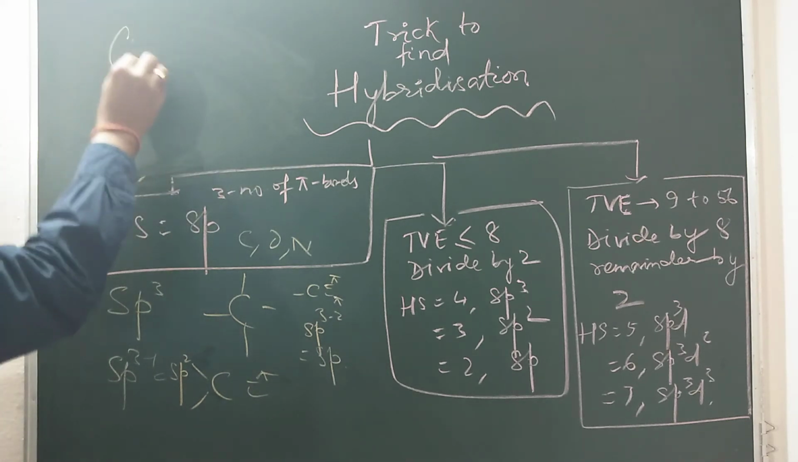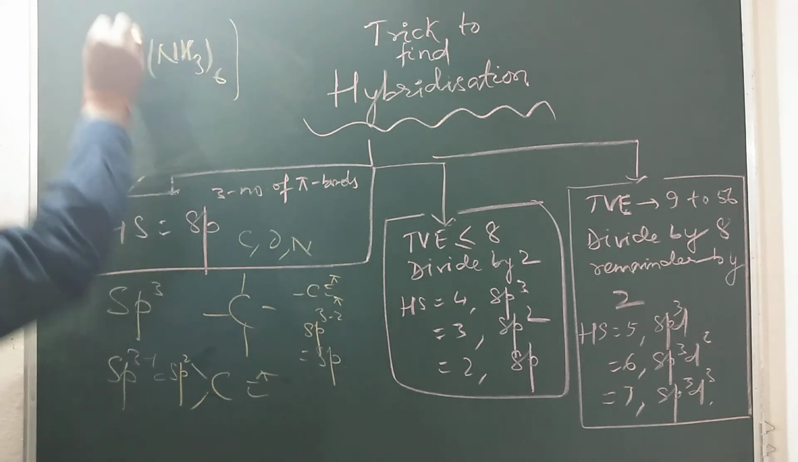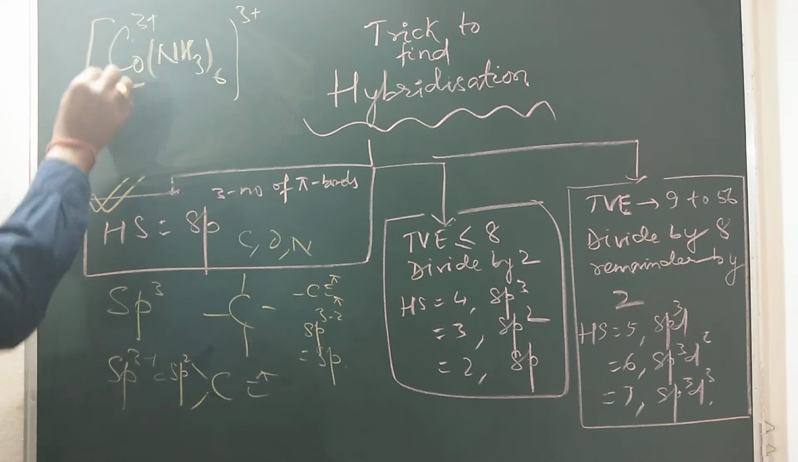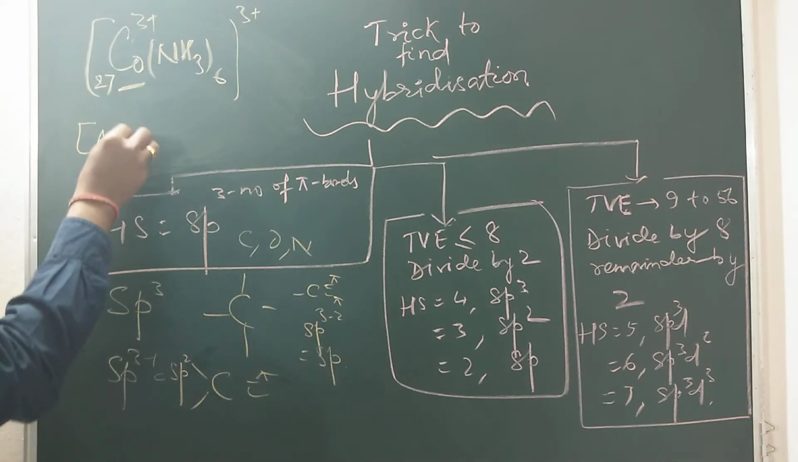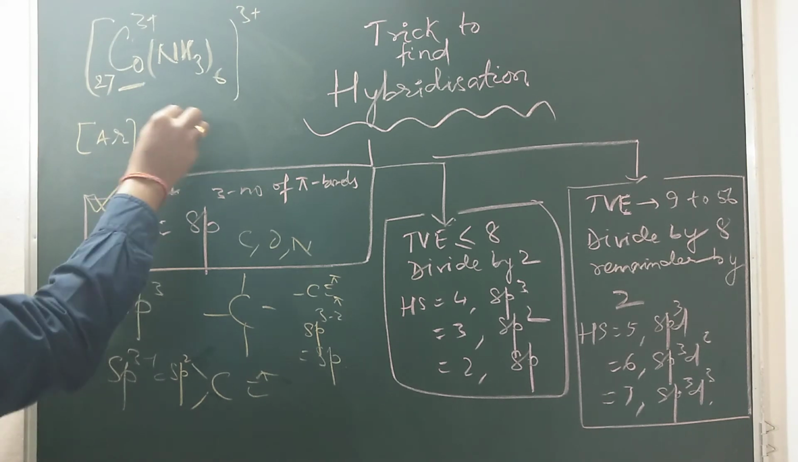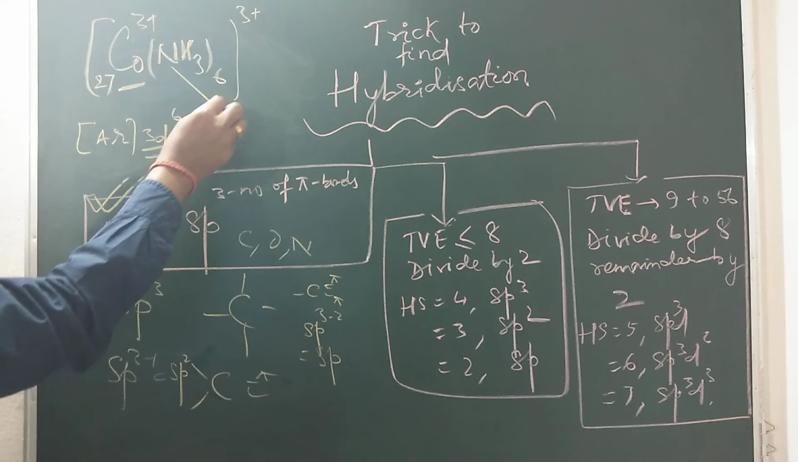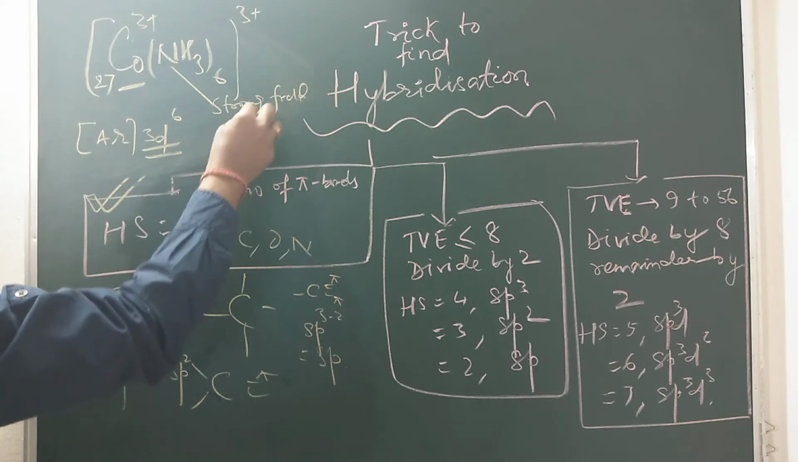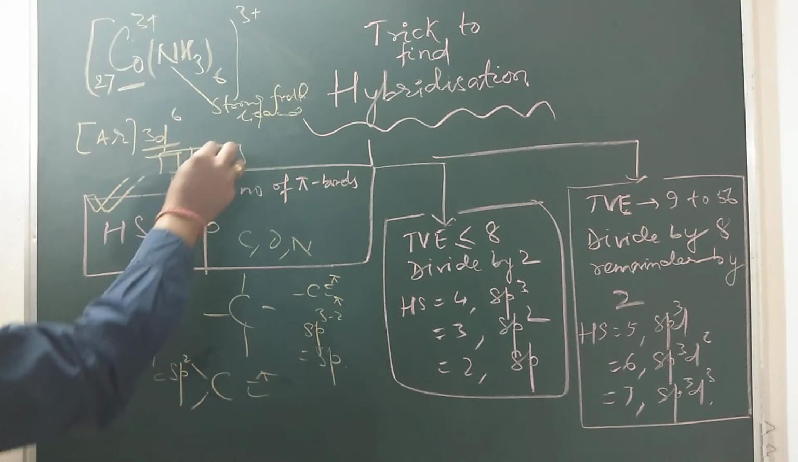Like hexaamminecobalt(III). Suppose if you see this complex, so cobalt is in the 3+ state here. Cobalt has 27 electrons, so 3 is gone, 24. So we'll write the configuration of 24: argon 3d6. That means it has 3d6. And ammonia is a strong field ligand. So it will pair up the 3d6, so it will become like this.